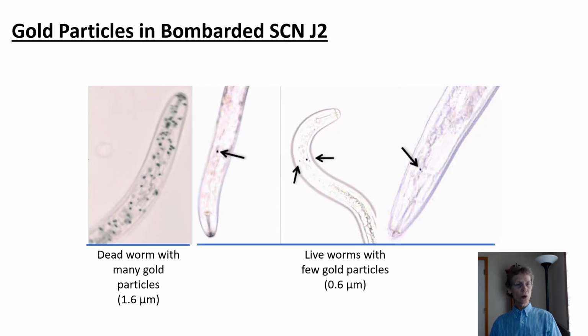This slide shows some of the outcomes of that. The first panel shows what happens if you shoot a nematode with too many gold particles. This nematode is really loaded with gold particles, and that killed the nematode. So we reduced the number and the size of the gold particles that we're using to a point where we have just a few gold particles in each nematode. And then the nematodes survive, infect plants, and produce offspring.